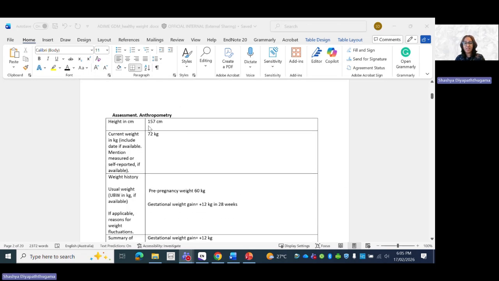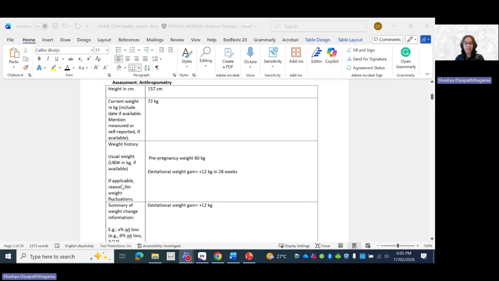So we have her height details in centimeters, that is 157 centimeters, and her current weight is 72 kilograms. So that includes the weight during pregnancy, her pre-pregnancy weight plus the weight that she has gained during the pregnancy. So looking at the weight history, her pre-pregnancy weight had been 60 kilograms.